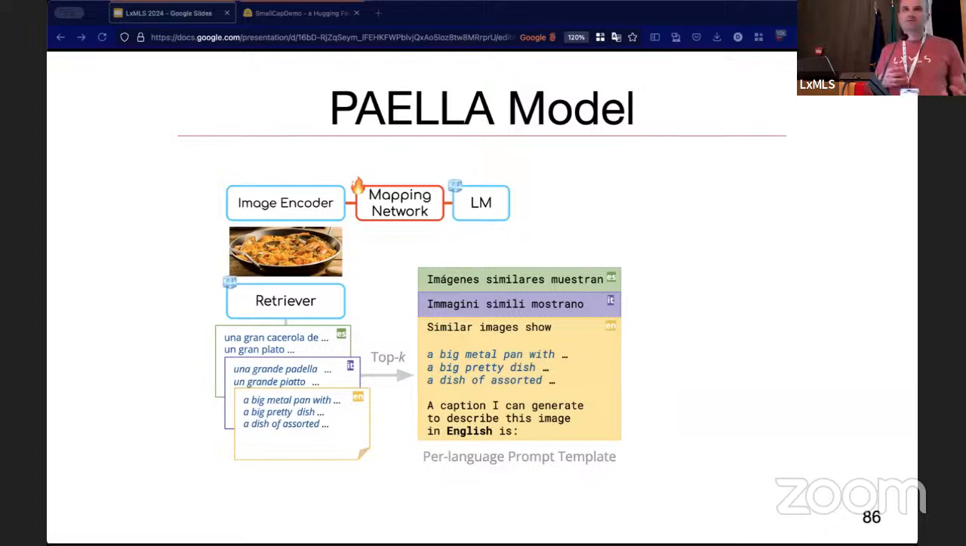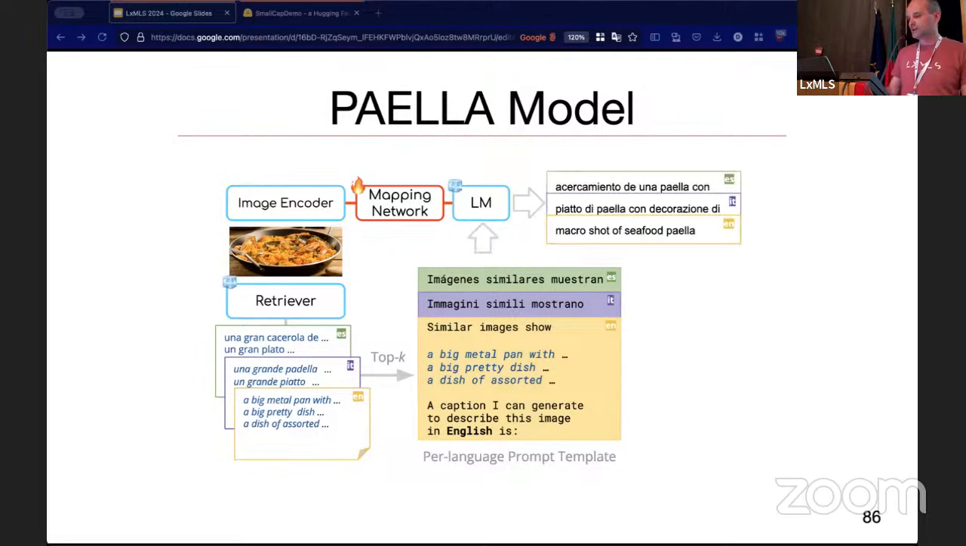And then you could imagine for Italian or Spanish or Mandarin Chinese, the template looks different and the instruction looks different. And this is the input to the frozen language model, which then, through supervised fine-tuning, will produce a sentence that describes that image in this language, trying to take some of the benefits of retrieval augmentation along the way.